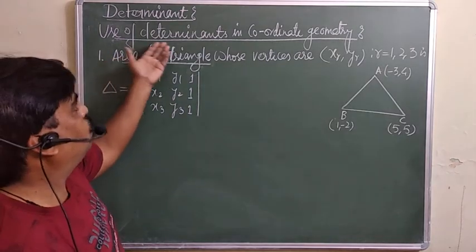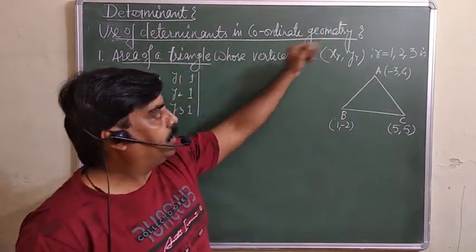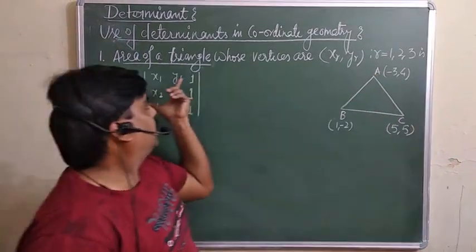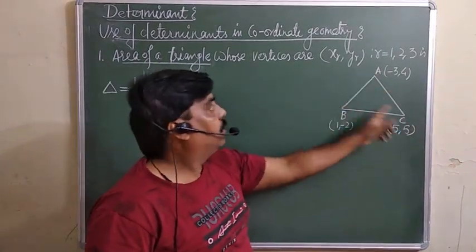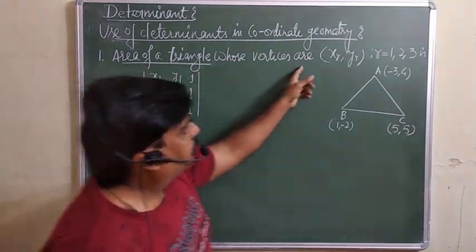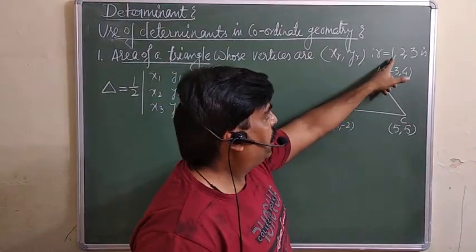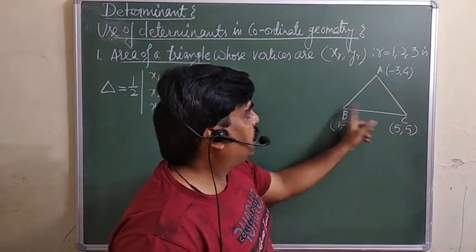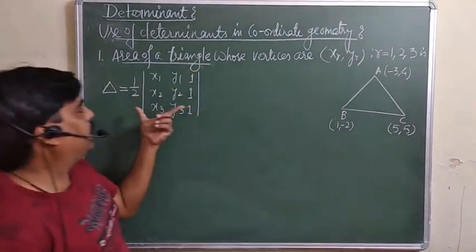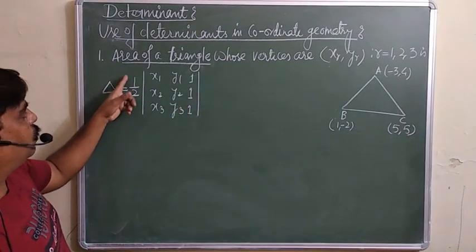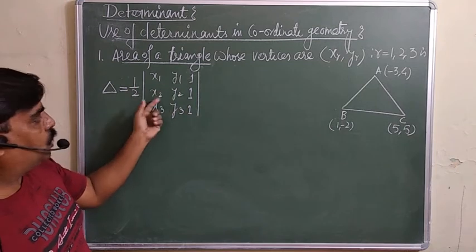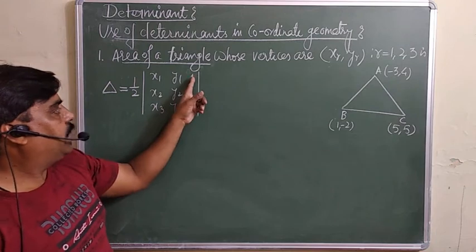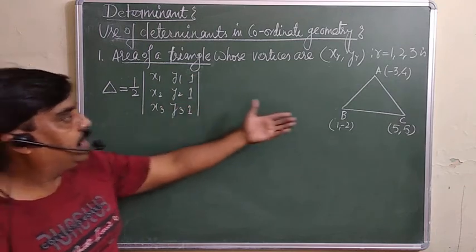Now the use of the determinants in the coordinate geometry. Suppose the vertices of a triangle are given, by using this determinant you can find the area of this triangle. Means the area of a triangle whose vertices are x1, y1, x2, y2, x3, y3. So let these three vertices be given, you want to find out the area. So the area of the triangle is equal to 1 over 2, x1, y1, x2, y2, x3, y3. As usual you must write the vertices of the triangle and 1, 1, 1. And solve this one only, you will get the area of this one.